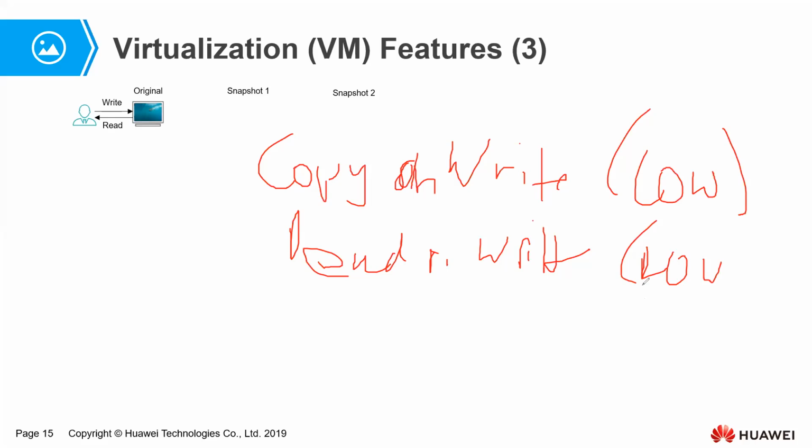Okay, so both of these concepts, copy on write and redirect on write, are concepts in the storage domain. Most vendors use redirect on write technology to create virtual machine snapshots. So no matter whether we have used copy on write or redirect on write, still physical copy operations will not be performed and only the mapping is modified.